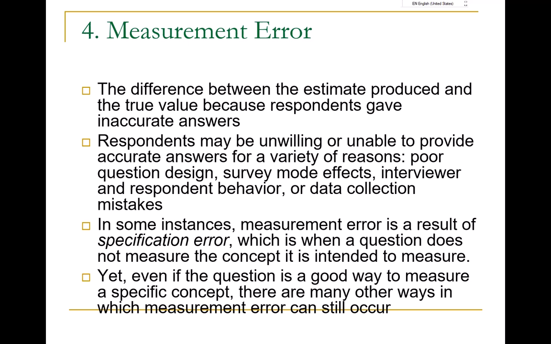Measurement error occurs when respondents provide inaccurate answers to survey questions, leading to discrepancies between the data collected and true values. This can happen for various reasons, such as poorly designed questions, respondent misunderstanding, or bias in how the respondent interprets the questions. Measurement error can also result from survey mode effects, such as the influence of the method of data collection. For example, comparing an online survey with a face-to-face administered survey may result in different amounts of measurement error.